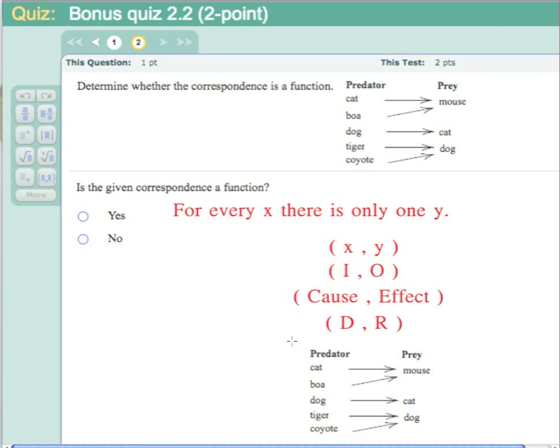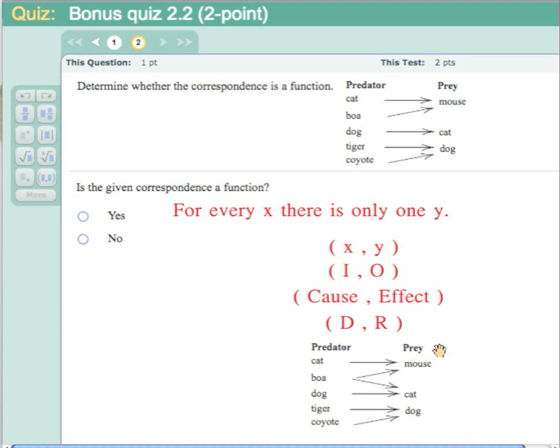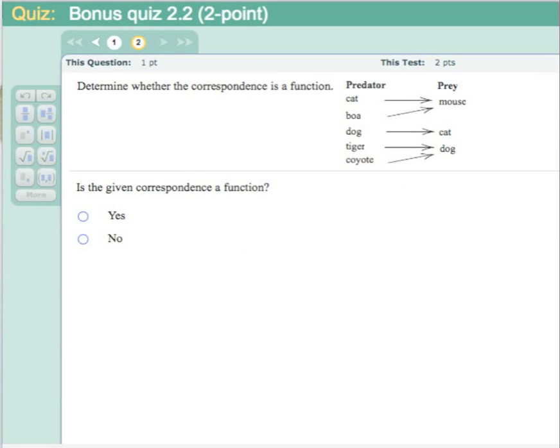And just to make sure you've got that, let me show you quickly here a more realistic view of the predator-prey situation. Everybody knows that boas are hungry creatures. They will eat anything that they can wrap up according to their size. And so it makes sense that a boa would, in fact, regard a cat as prey. And at this point, boa is mapping to both mouse and cat, so an input is going to two outputs, and this would not be a function. So that's the answer to this first problem. And let me click on yes. And now let's get to this second problem, or actually it's the first problem.